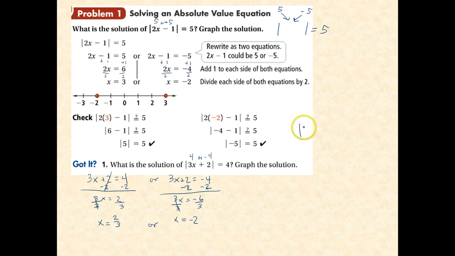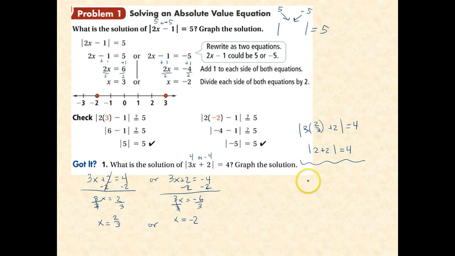Absolute value of 3 times 2/3 plus 2 equals 4. 3 times 2/3 is, these 3's cancel, and I get 2 plus 2. The absolute value of 2 plus 2 is going to equal 4.